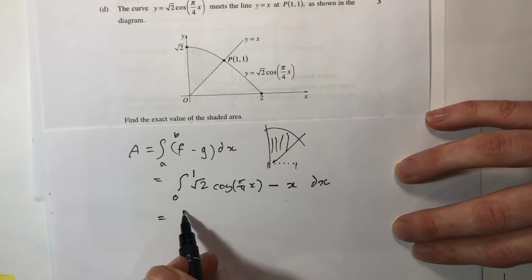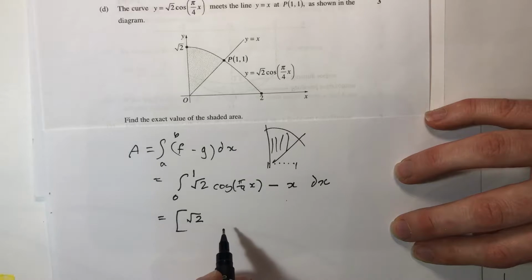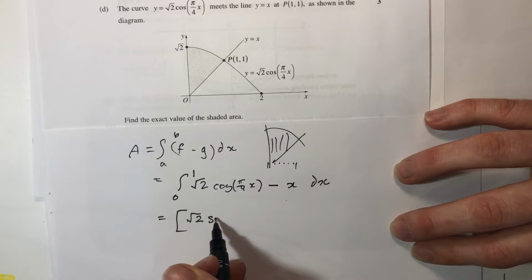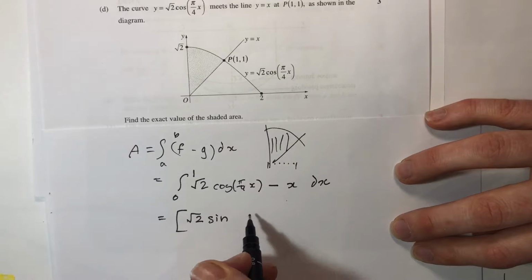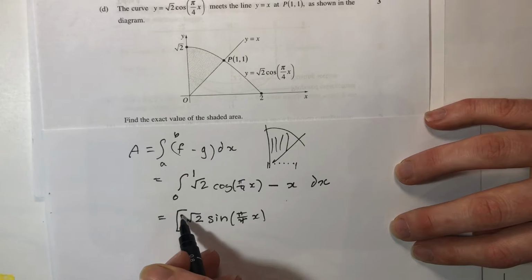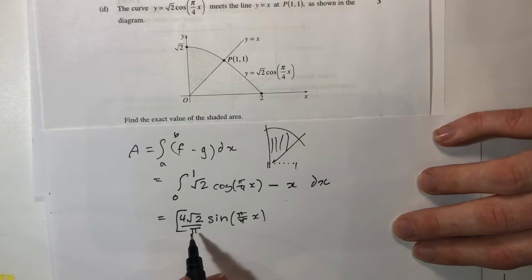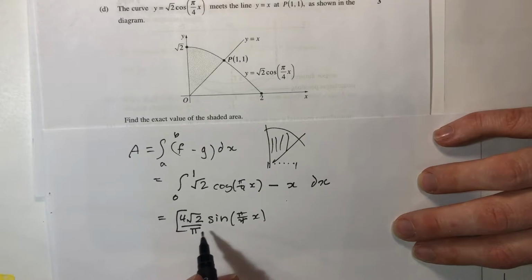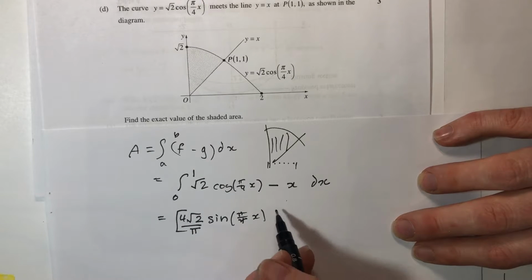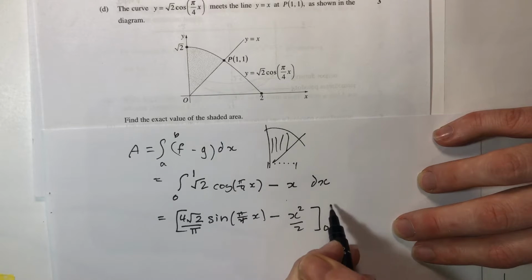Next, of course, I actually have to integrate it. So root 2 would carry. Now cos of pi on 4x: cos integrates to sine and stays positive, because sine derives to positive cos, pi on 4x. Yet if I derived this, I would be timesing it by pi on 4, so I'm going to have to times it by 4 on pi, because the integral is what I'm trying to find, and the derivative would therefore cancel that 4 on pi, giving me that piece. The integral of x is x squared on 2, 0 to 1.